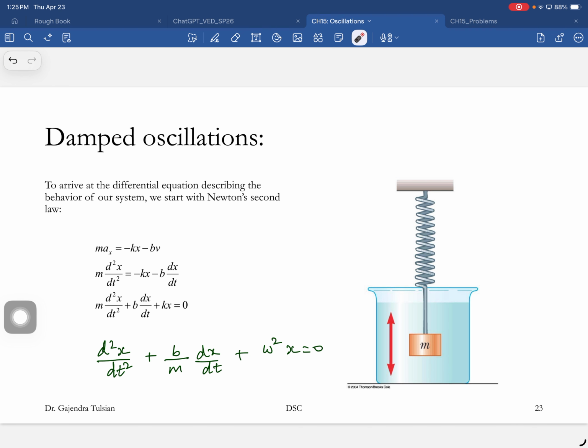You'll learn how to solve this differential equation. It's slightly more complicated than the previous one, but again, it's still solvable. And here's the solution.